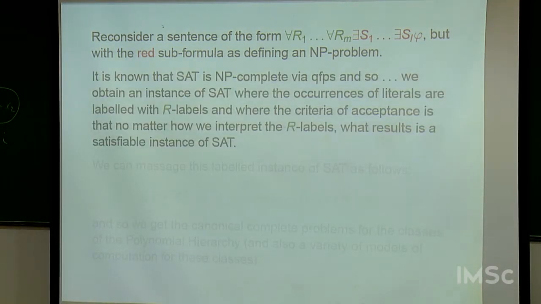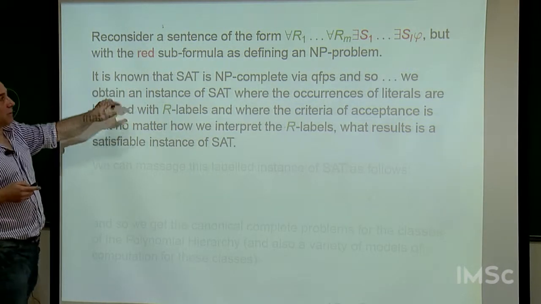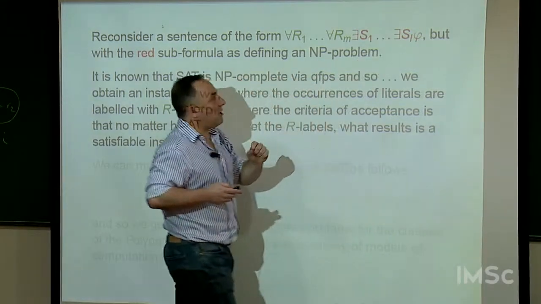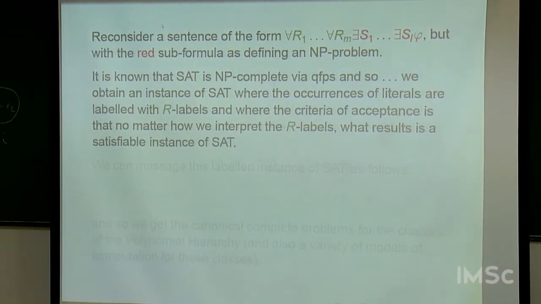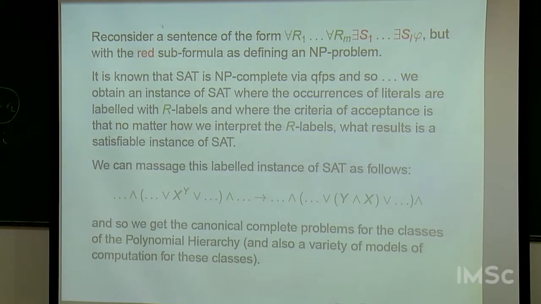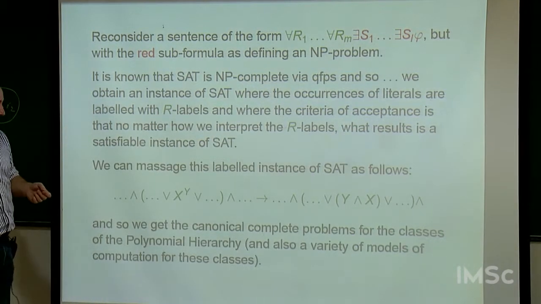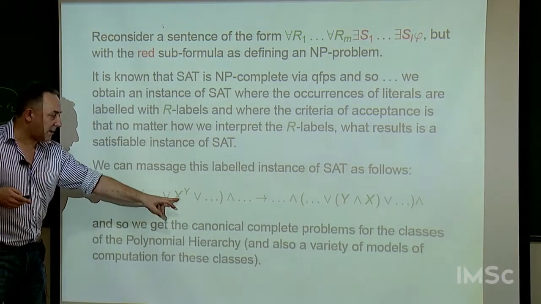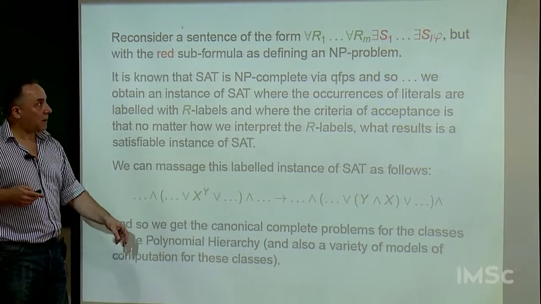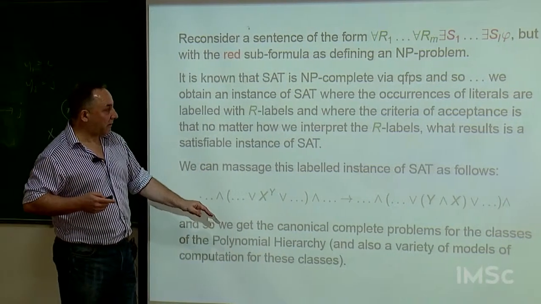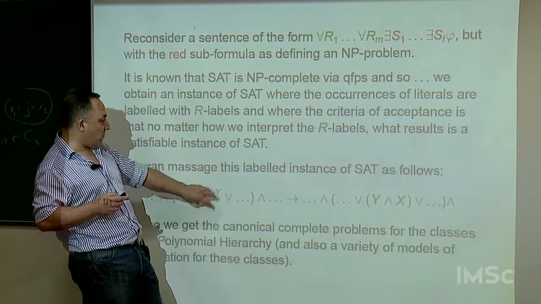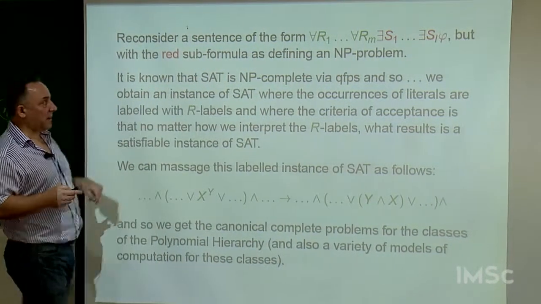And satisfiability is NP complete via QFPs. So what we can do is plug satisfiability in here, with quantifier-free projections describing the reduction. And what we get is labeled instances of satisfiability. So we'll get conjunctions of disjunctions, but instead of being literals, they'll be labeled literals. And we'll be looking so that for every assignment on these Y's, what results is something that's satisfiable.